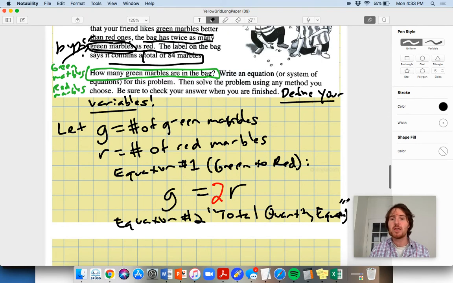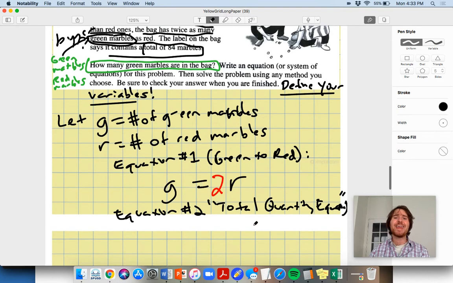Okay, so we came up with an equation relating the number of green marbles to red marbles. Now we need an equation relating the total quantity of them, or just talking about the total quantity. Well, how much is the total quantity? 84. Okay, 84. How do we get 84 marbles? What do we do with our variables? Just add them together, right? Number of green marbles plus number of red marbles would equal 84.